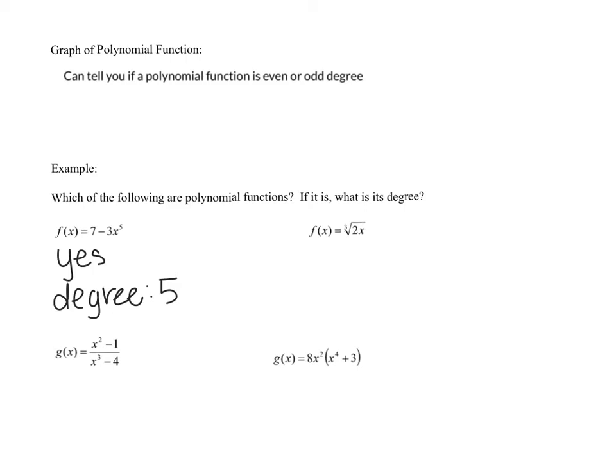Next, we look at the function f of x equals the cube root of 2x. And as I previously stated, roots are fractional exponents. It doesn't matter which root you're taking, whether it's a square root, a cube root, a fourth root. Anytime you're taking a root, it is always going to be a fractional exponent, which is not an integer, which means this is not a polynomial function.